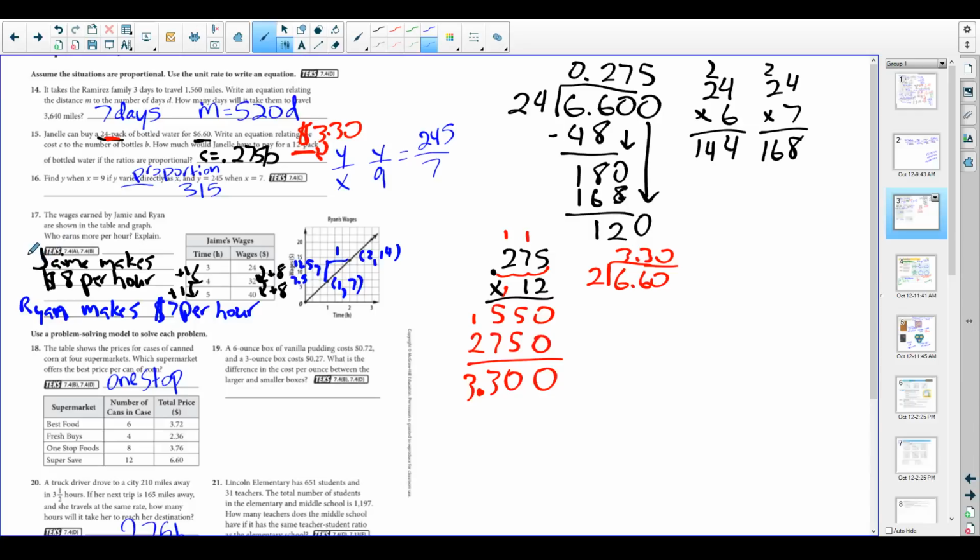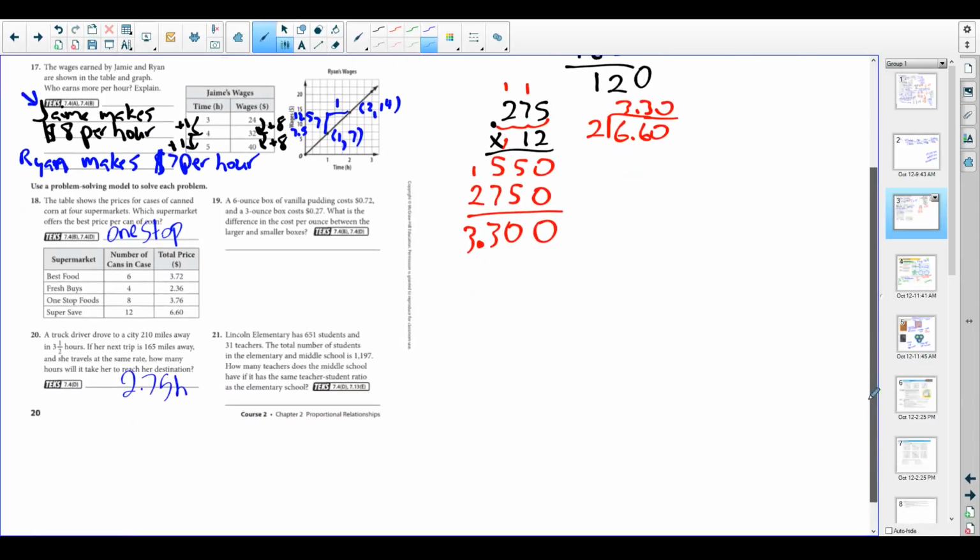So who makes more money? That's Jamie. Because 8 is more than 7. If you don't believe me, look at your fingers. Count them up.